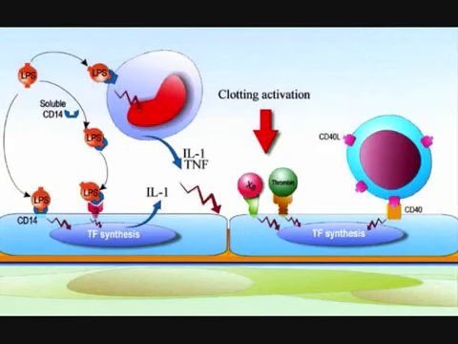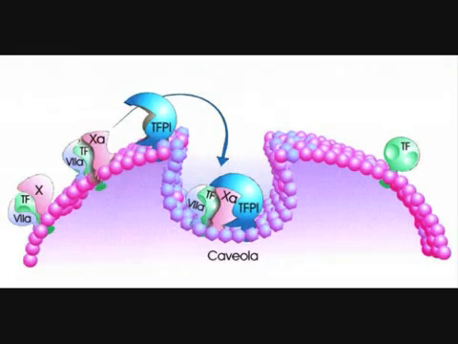Therefore, when this happens, when the sealing occurs, this is called the secondary hemostatic plug. The process is called secondary hemostasis, whereas the process of the creation of the primary hemostatic plug is called primary hemostasis. Now let's go on to thrombosis.